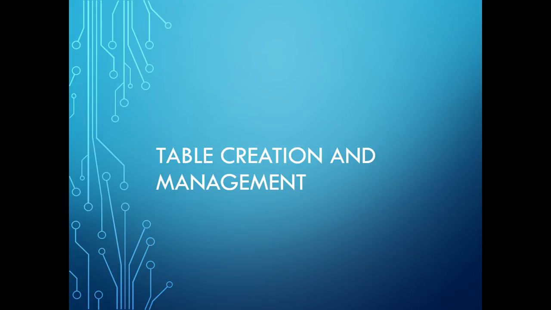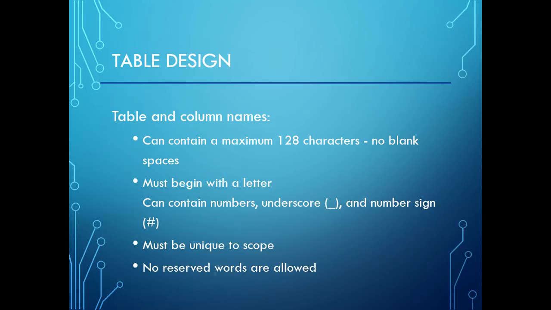This week we will be discussing table creation and management. The names of our tables and columns have certain rules we must follow when we name them. Table and column names can contain a maximum of 128 characters and really shouldn't have any spaces in them. They must begin with a letter. They can contain numbers, underscores, and the pound sign, number sign. They must be unique to the scope.